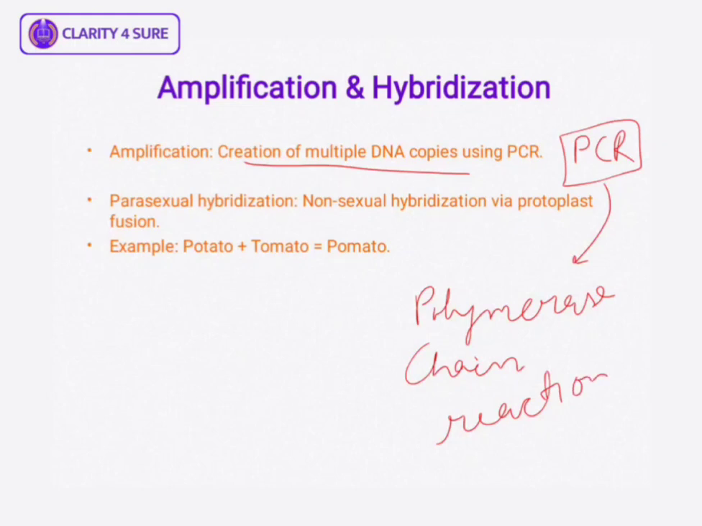Okay, next we have parasexual hybridization. Hybridization without sexual reproduction achieved by protoplast fusion. So here is an example. There could be fusion of tomato and potato protoplast to form a hybrid which is called pomato.